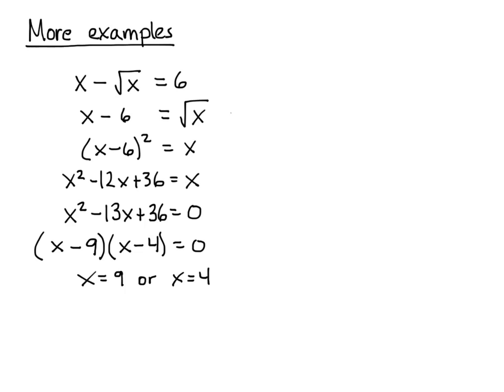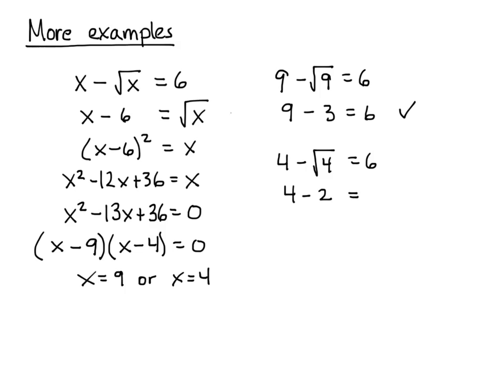All right, so everything was done properly. So the next thing that we do is we check our solution. The first one, if we stick a 9 in there, 9 minus the square root of 9 is 6, so 9 minus 3 equals 6. That works. And here we have 4 minus the square root of 4 does not equal 6. 4 minus 2 does not equal 6.